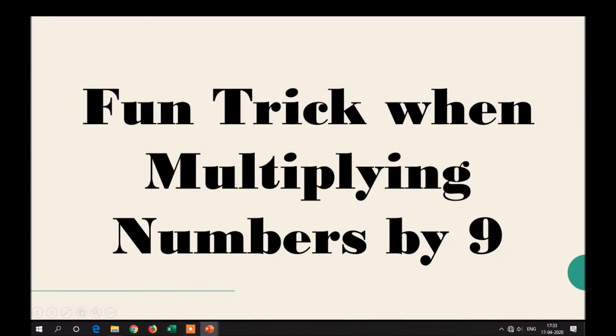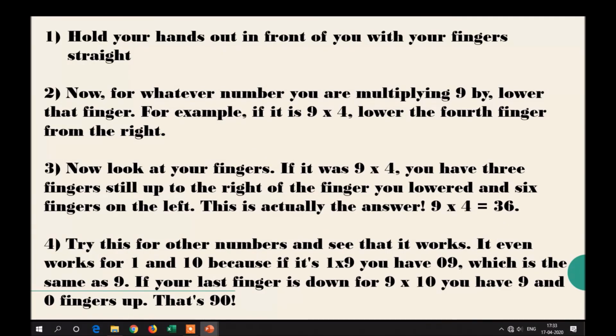Fun tricks when multiplying numbers by 9. Hold your hands out in front of you with your fingers straight. Now, for whatever number you are multiplying 9 by, lower that finger. For example, if it is 9 into 4, lower the fourth finger from the left.